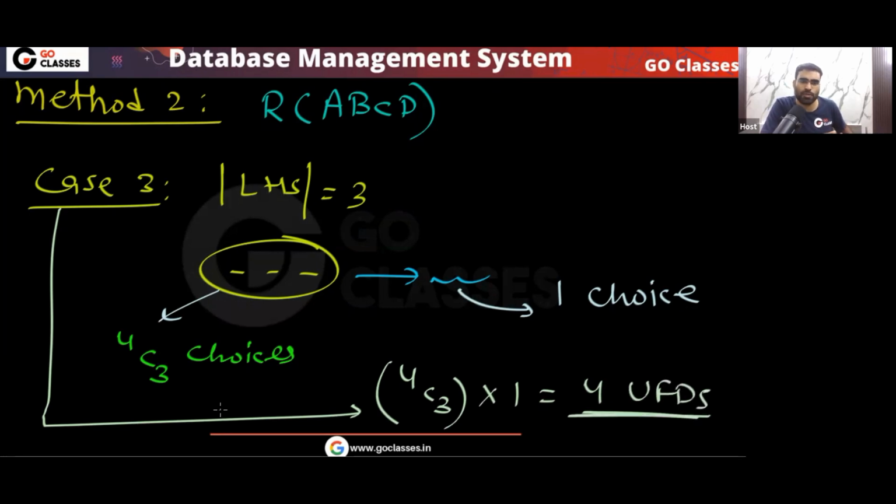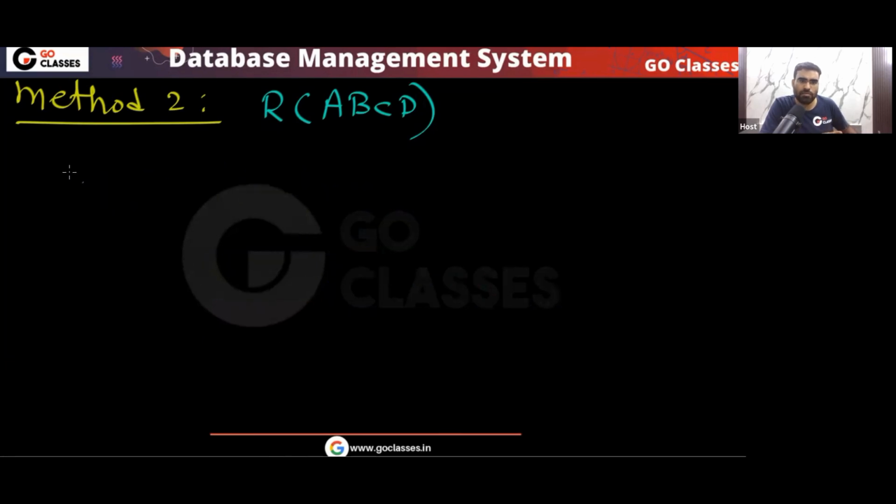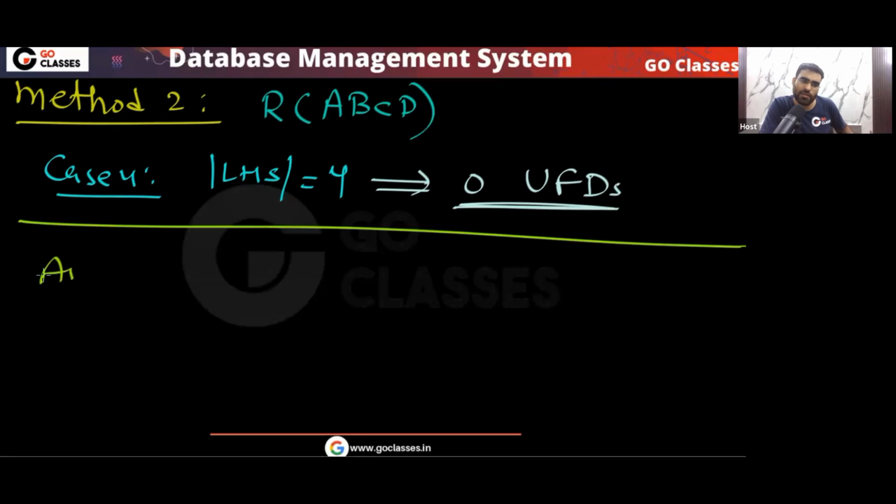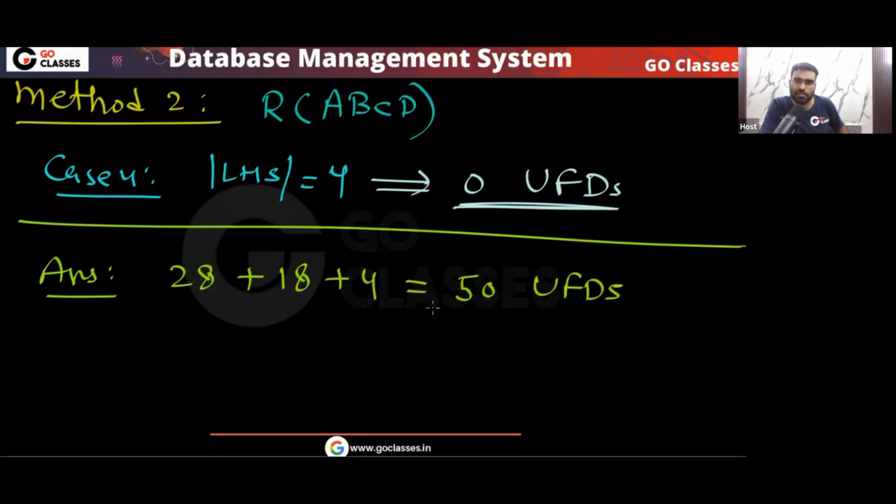And no other case is possible. On LHS, can I put 4? If I create case number 4, putting all 4 attributes on LHS, then no useful FD will be there. I will get 0 useful FDs. So finally, what is your answer? In case number 1, 28; case number 2, 18; case number 3, 4. So that will be a total of 50 useful FDs. This will be your answer.